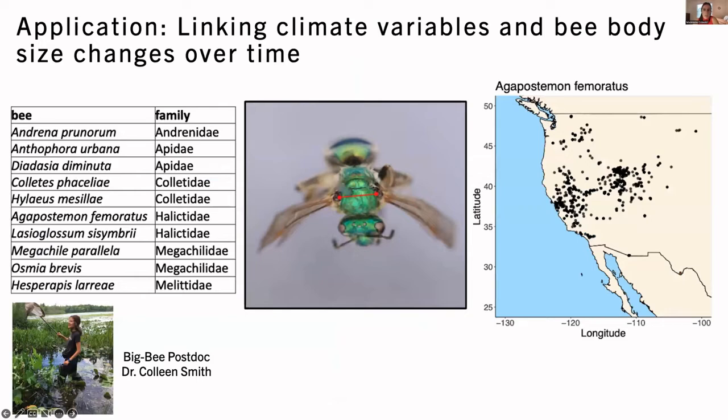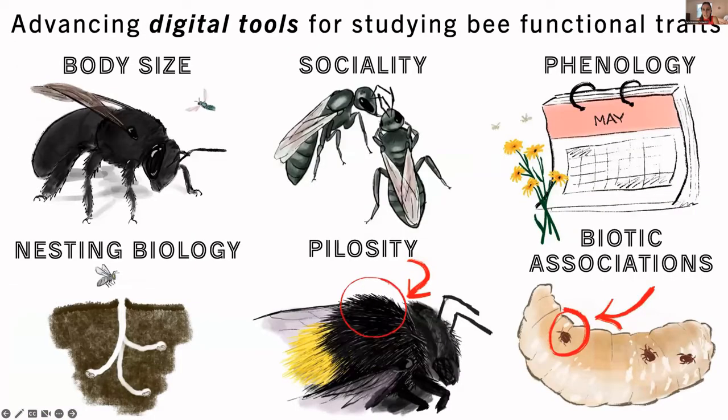And this tool is already being used for research by one of the Big Bee postdocs, Colleen Smith, who's measuring body size across a group of common solitary bees and trying to understand if and how bee body size is changing over time and with different climatic variables. So that's one of the tools we're developing to help researchers study functional traits.